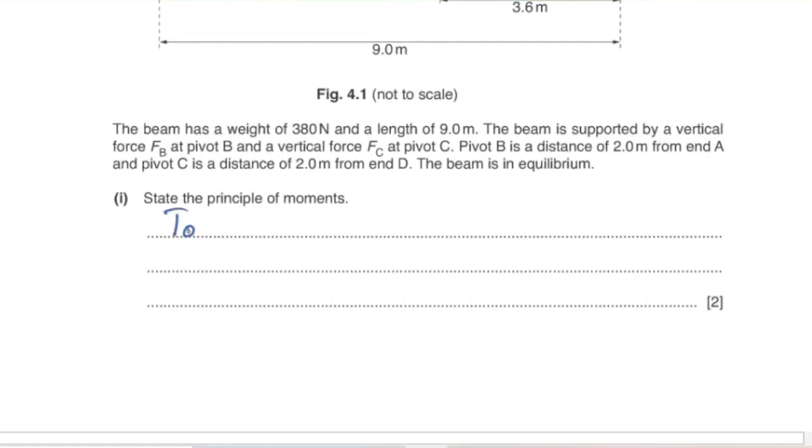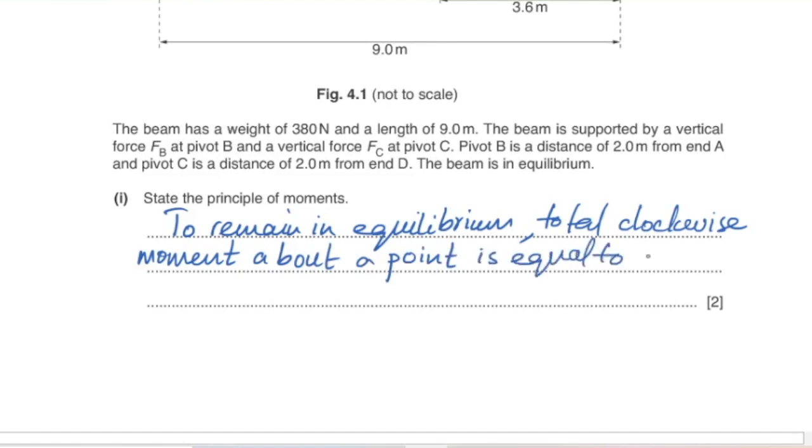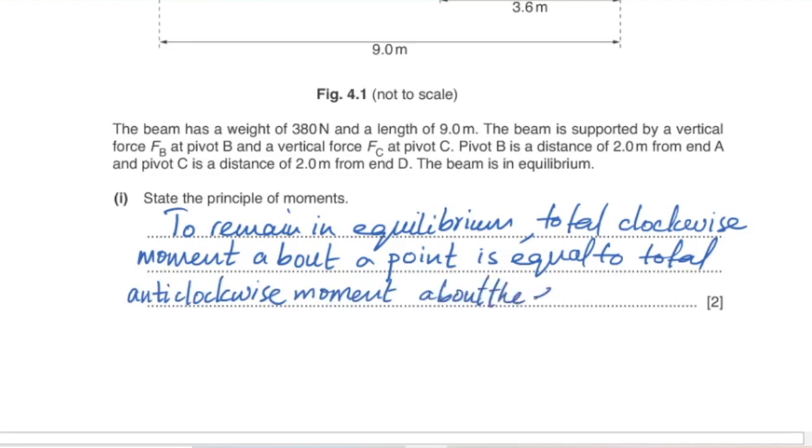To remain in equilibrium, total clockwise moment about a point is equal to total anti-clockwise moment about the same point.